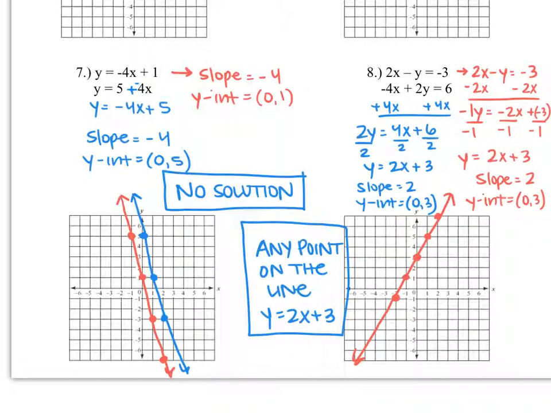So on your homework tonight, some of them might be no solution. Some of them might be any point on the given line. Most of them will intersect at one point and have one solution. You just need to be familiar with these special situations because they do happen some of the time.